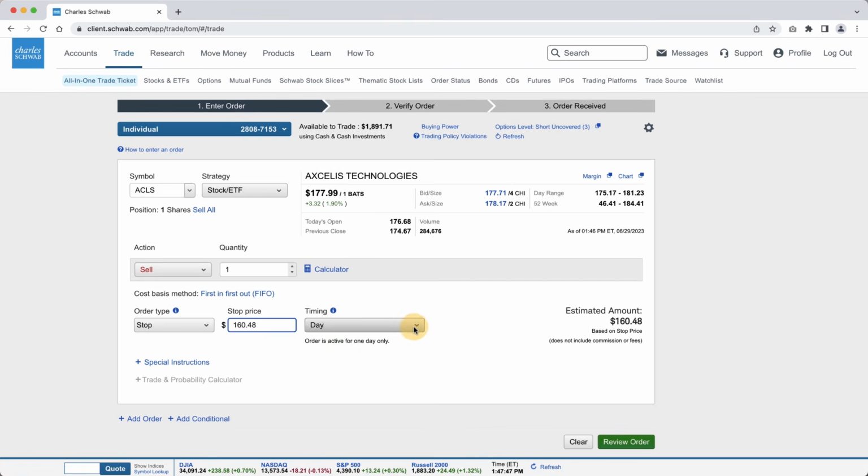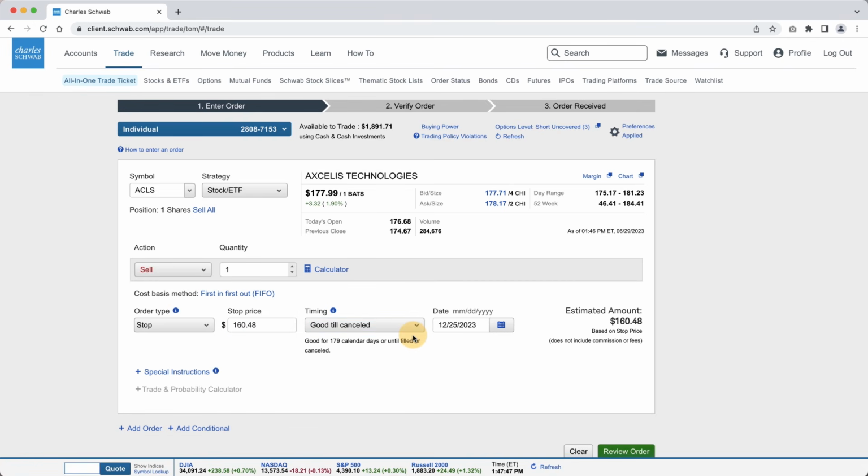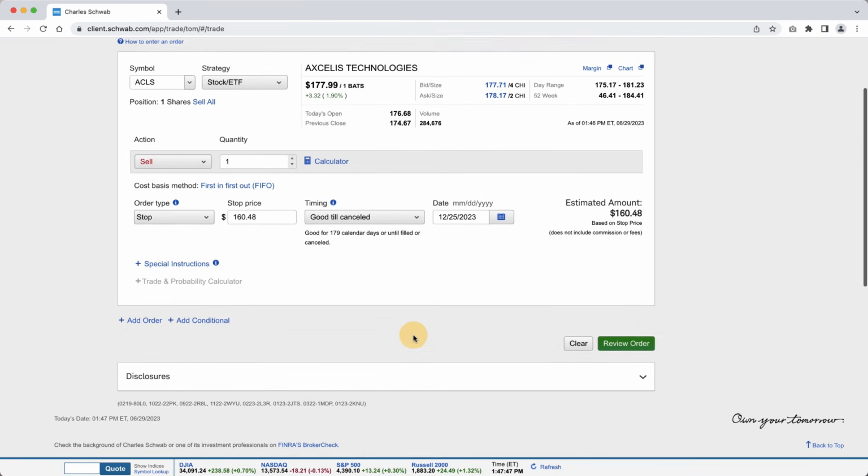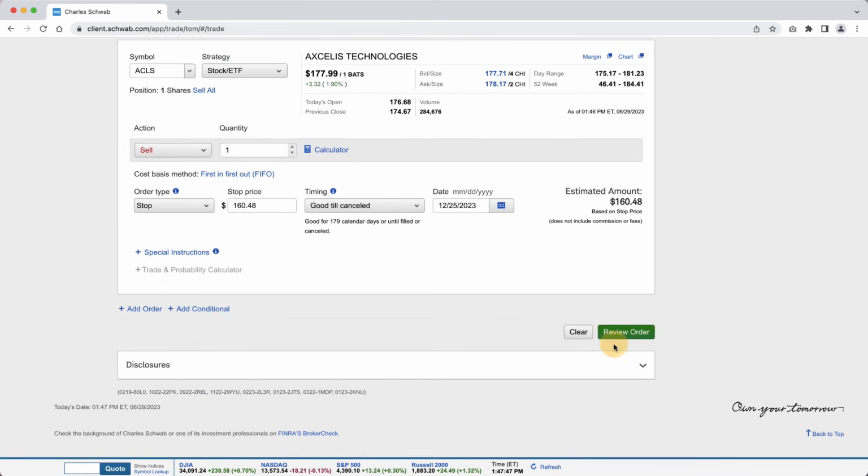Now our time in force, let's change that to good till canceled. If we don't make that adjustment, this order would only be good for a single trading day. So we choose good till canceled. We can set a precise expiration date or just leave it at the default. Now I'm going to come down and click on Review Order.